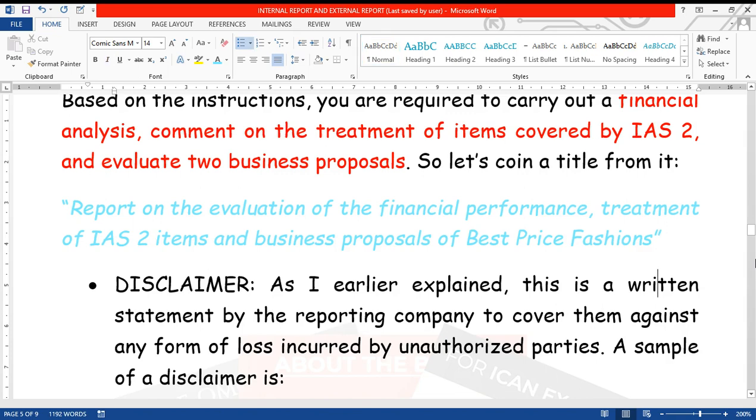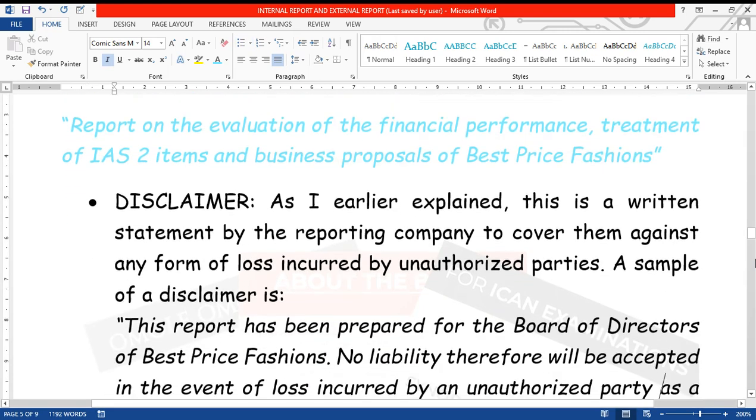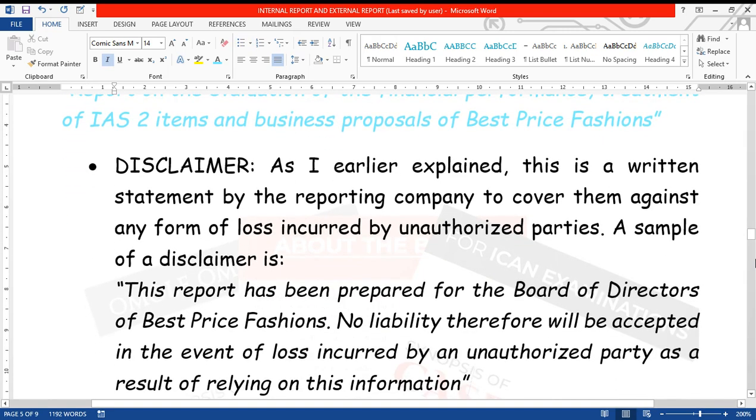Then you include your disclaimer because we're actually writing an external report. Because we're writing an external report, you actually need to include a disclaimer. Later on in the video, I'll be telling you how you know it's an external report, but let's look at the structure first. Let's understand what an external report is, understand what an internal report is, then I'll dive into how to know. So just follow me. Keep watching to the very end.